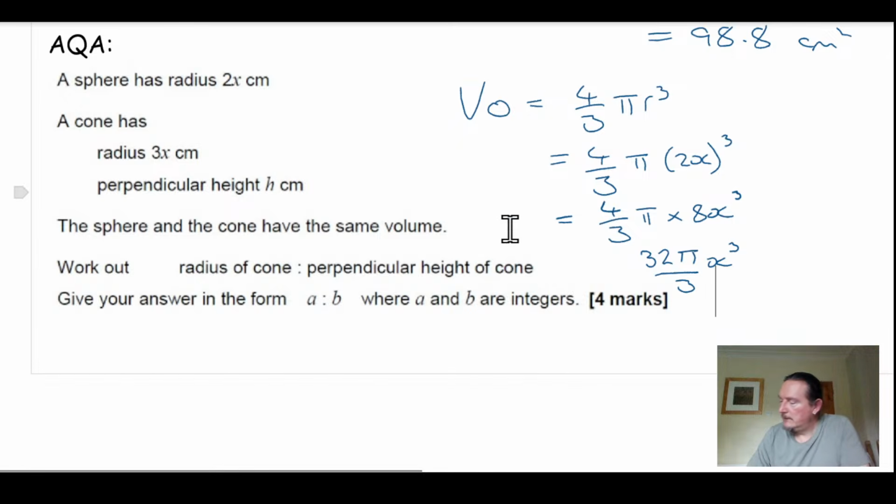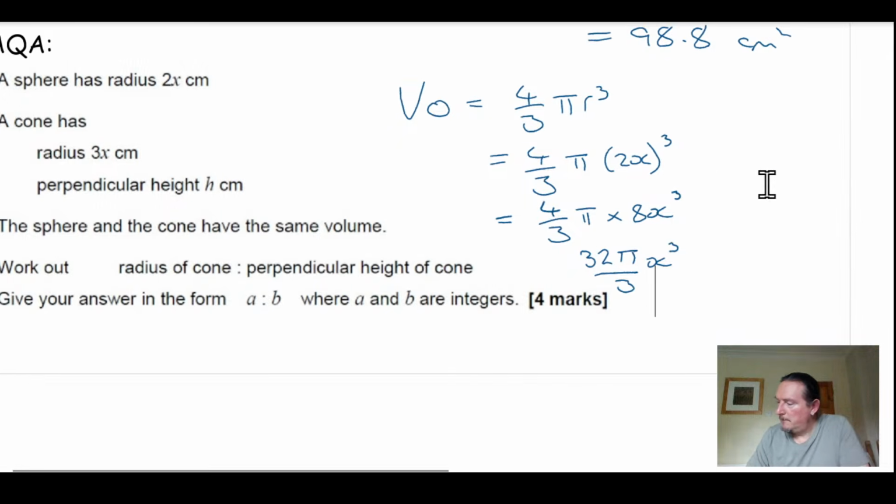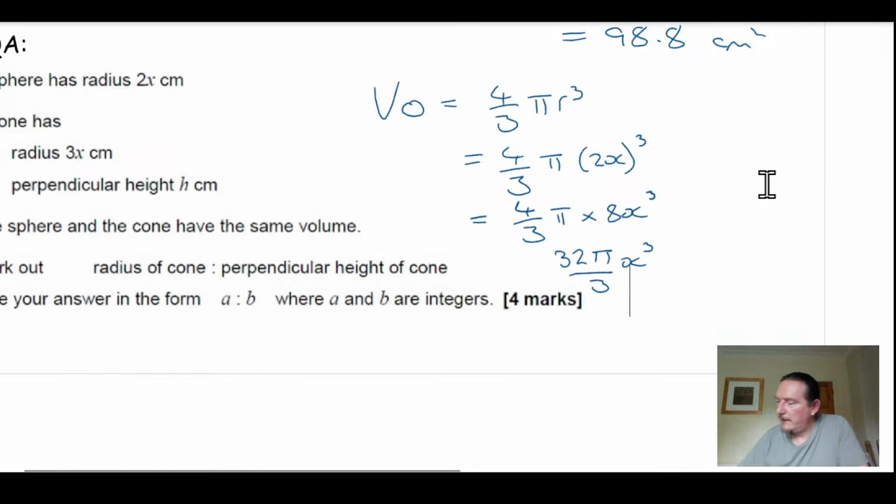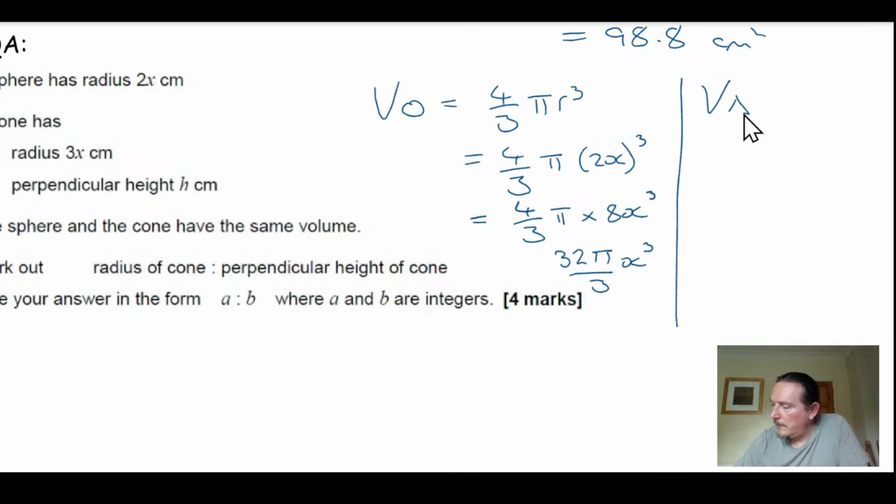When we're going to do this, maybe budge this over a little bit so I've got space next to it here. So then the volume of my cone is going to be, well, a cone is 1/3 of the area of the base, which is pi r squared, times the height. So that's 1/3 of pi. What's the radius here? It's 3x this time, so 3x squared, and the perpendicular height is just h.